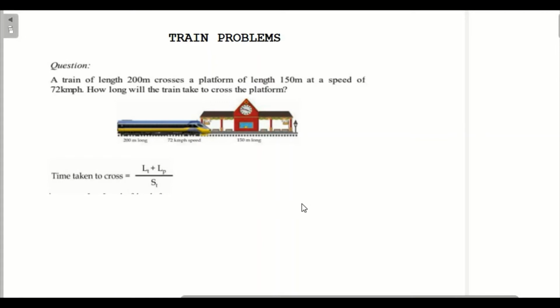So first, look at the problem. The train of length 200 meter crosses. So it is crossing a bridge.